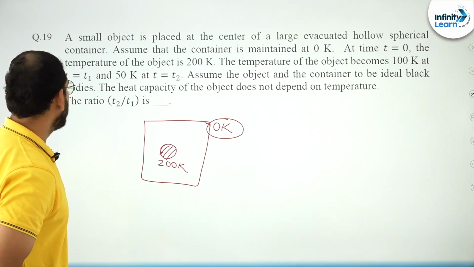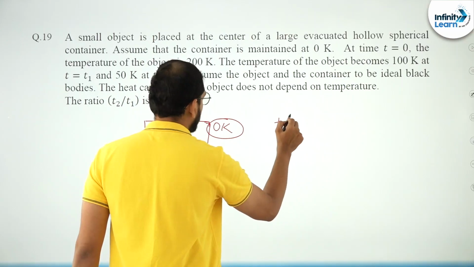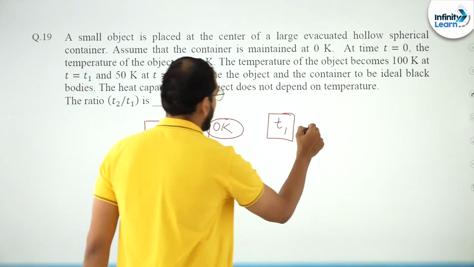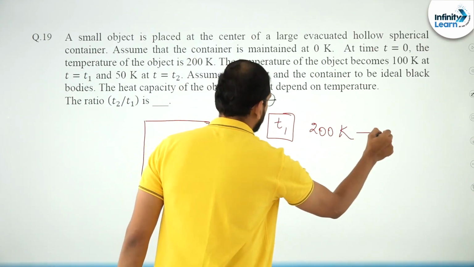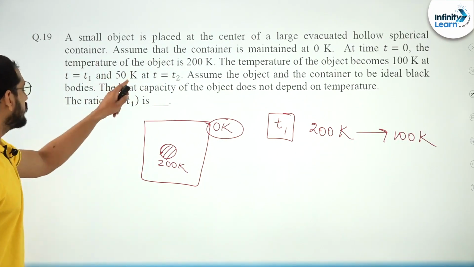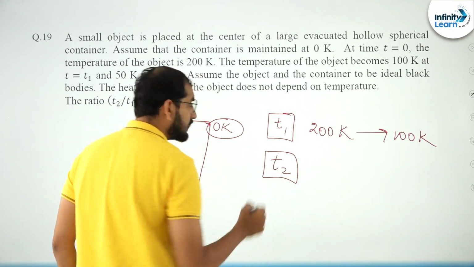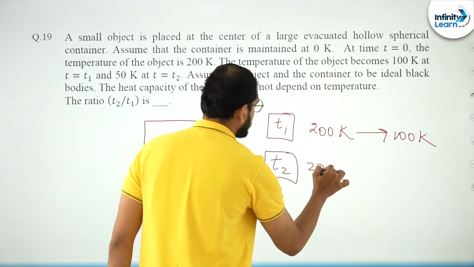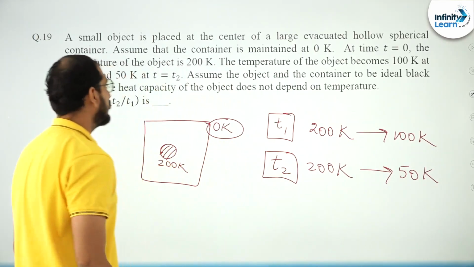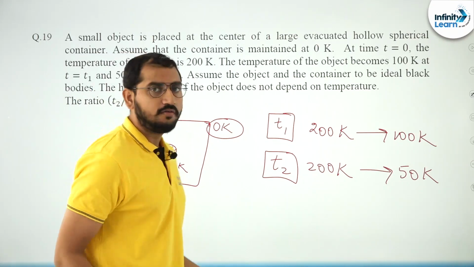Okay, and the question is saying that there are two cases that we need to consider, right? So time t1 is the time in which the temperature of this object is dropping from its value 200 Kelvin to 100 Kelvin. That is given as case number 1, and in case number 2 this value will now go to 50 Kelvin in time t2. So t2 is basically the total time right from the starting when the temperature was 200 Kelvin dropping to the value 50 Kelvin. Okay, so these are the values of t1 and t2 that I need to find, and in the end I will take the ratio of t2 and t1.